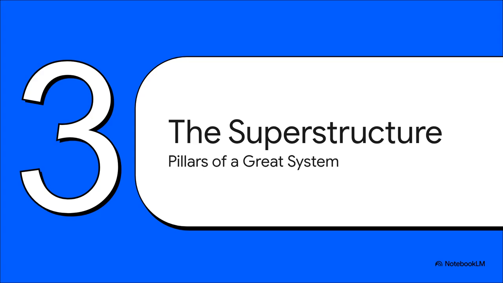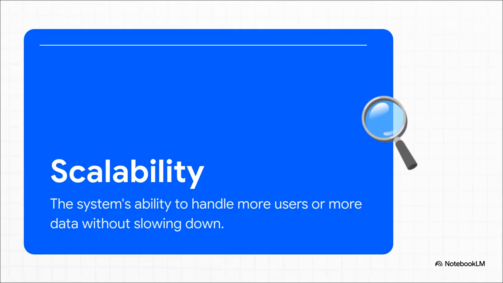All right, so once you've made those big early choices, what actually makes a system great? Well, you can think of it like there are these essential pillars that hold the whole thing up. First up, we have scalability. This is all about one question. Can your system handle a sudden flood of new users without grinding to a halt?